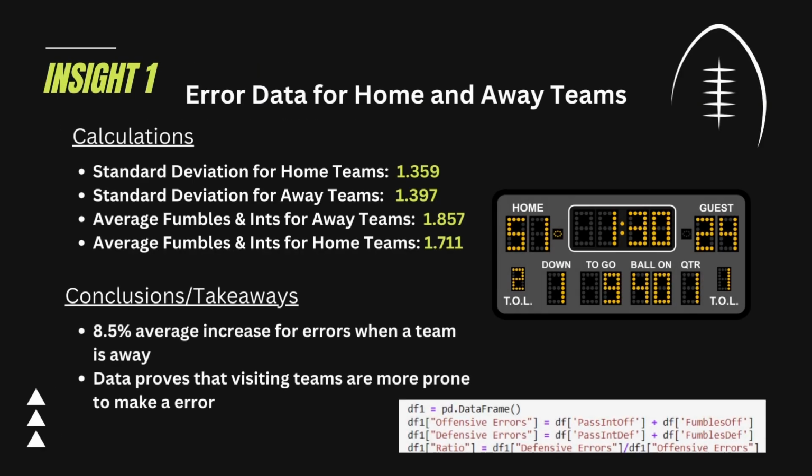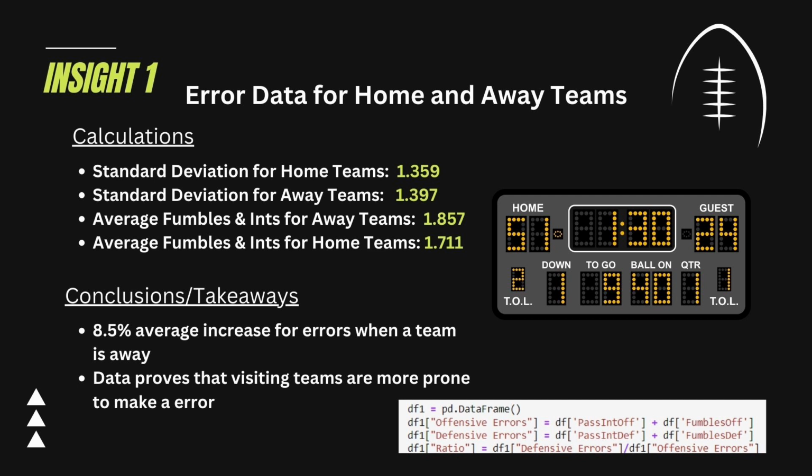Before taking a look at how college football errors are affected by weather, we decided to analyze if a team having a home game or an away game has an effect on the amount of errors made. Our takeaway from this insight is that when a team is away, their standard deviation as well as their mean errors increase. The average number of fumbles and interceptions comes in at 1.857 for away teams, and the number comes in at 1.71 for home teams, so you can say that there's an 8.5% average increase for errors when a team is away.